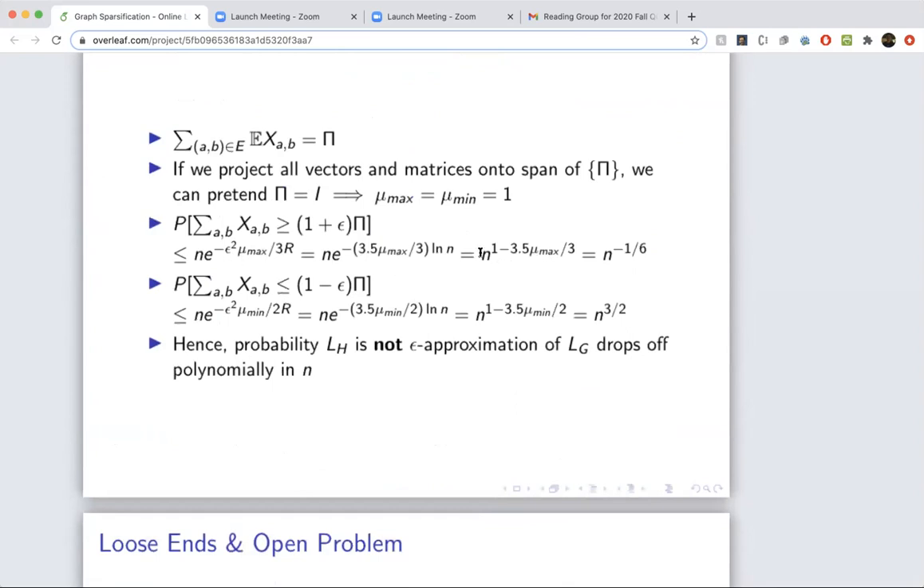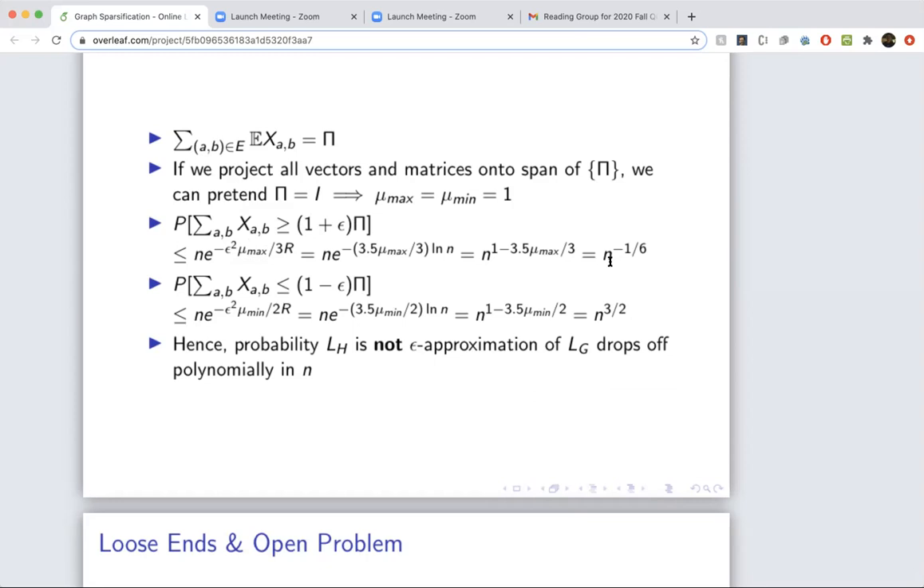Again, I really encourage you, if you want to walk through the calculation step by step, to take a look at the slides right after this. It's a bit of tedious algebra and moving things around. But I hope the big picture is clear. All we're trying to show is that this summation here, which is equal to LG dagger over 2 times the Laplacian of H times LG dagger over 2, is greater than or equal to 1 plus epsilon times pi, which was the quantity we had defined earlier. And that probability is going to be upper bounded by the number of nodes in our input graph to the power of negative 1 over 6.